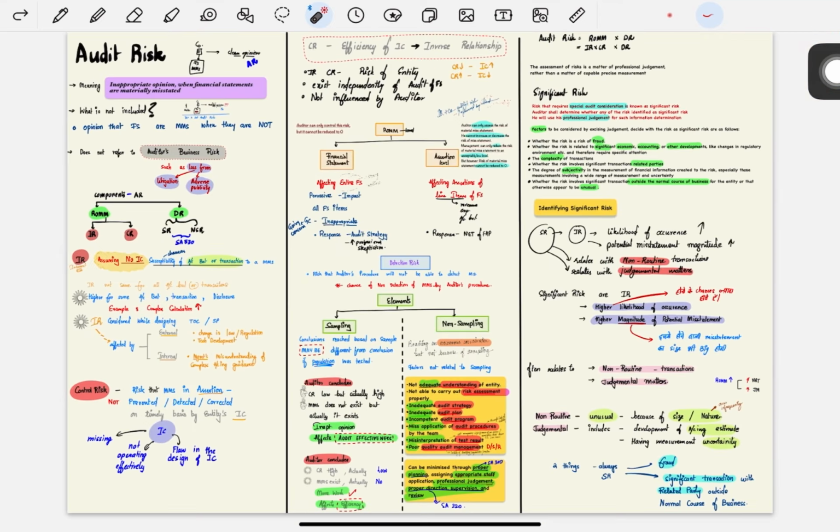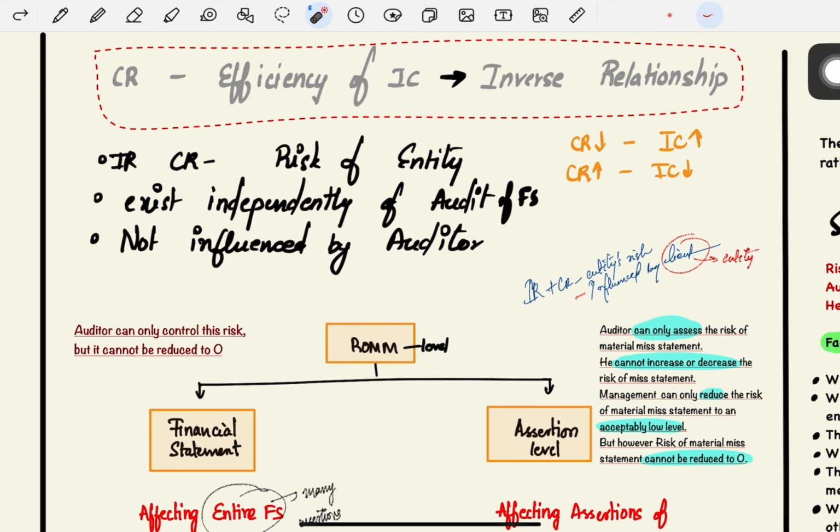Now always remember, control risk and the efficiency of internal control have an inverse relationship. The better the internal control is, for example if it is functioning very well, then your control risk will be very low. If your internal control is ineffective or not functioning well, then your control risk will be high.